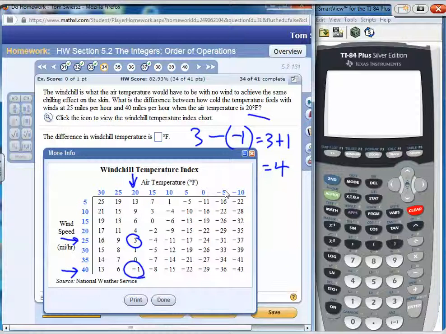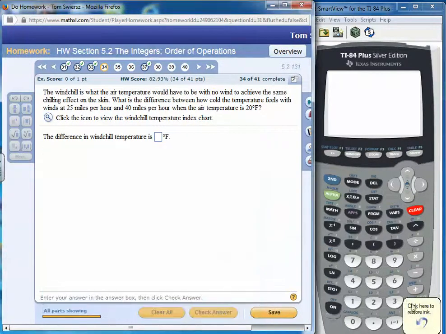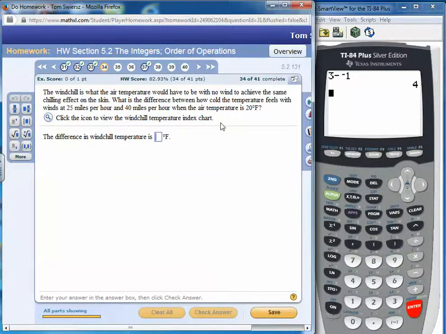Or you can do it on your calculator. But again, pretty simple. But you've got to remember, you're subtracting a negative, so you end up adding a positive. Again, on the calculator, it would be 3 minus a -1, which gives you a 4-degree difference.